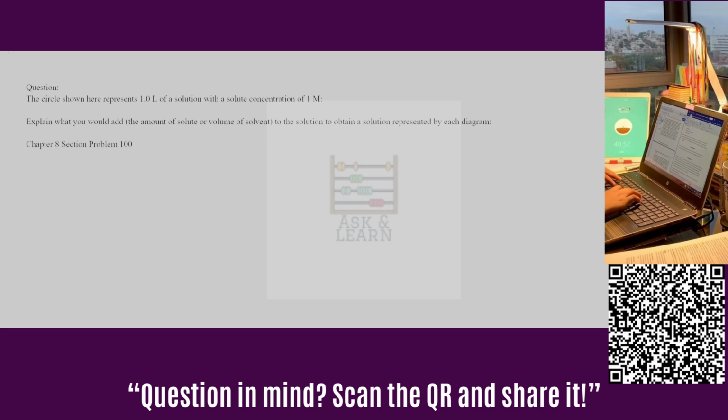Okay, this is chapter 8, problem number 100. And this one's got some cartoons drawn into it, so I'm going to try and do the best I can with my artwork. The circle shown here represents 1 liter of a solution with a solute concentration of 1 mole per liter. And the book shows you a circle, and there's 8 atoms or molecules drawn into it. So 8 dots. And then explain what you would add, the amount of solute or volume of solvent, to the solution to obtain a solution represented by each diagram.